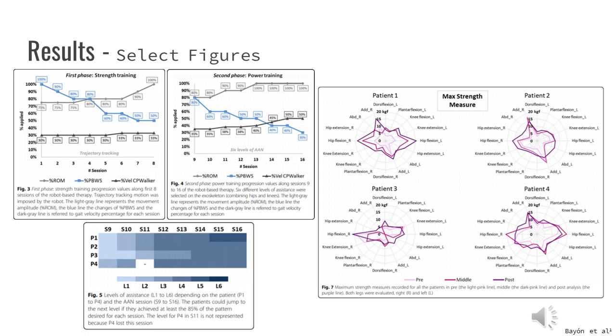Figure 5 tells you the 6 categories of assistance that the researchers set. Level 1 would be near a maximal assist, and level 6 would be near a minimal assist. So you can see how the different patients progressed through that.